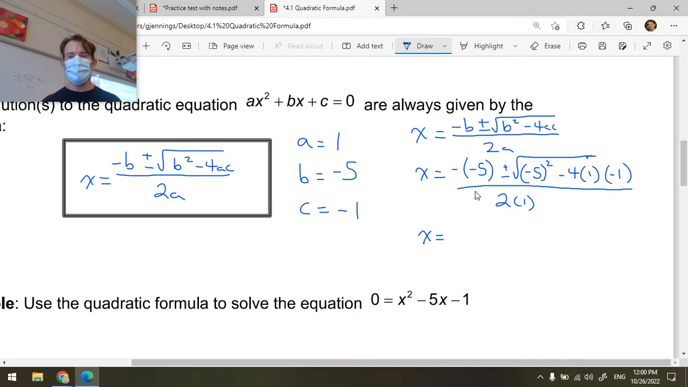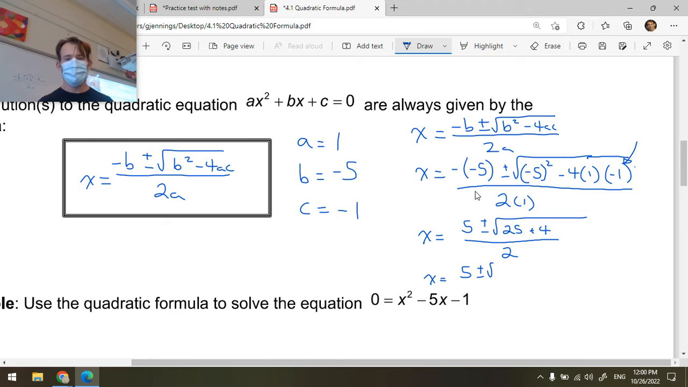We need to start simplifying inside the square root first. So let's do that. This can simplify outside here. Negative 5 is just positive 5. Plus or minus the square root of 25 minus 4 times negative 1. So in this case, notice that you have a negative times a negative. That will make it a positive. Plus 4. All divided by 2 times 1 is 2. Okay. And so now we have x equals 5 plus or minus the square root of 29 over 2.